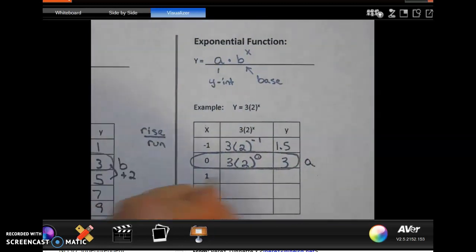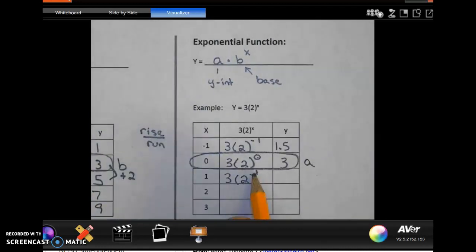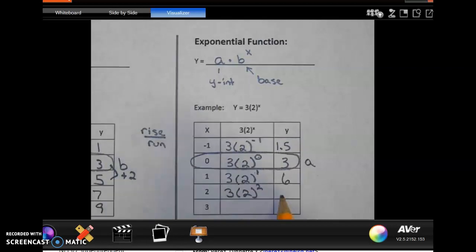Okay, plugging the 1 in. 2 to the first is 2. 2 times 3 is 6. 2 squared is 4. 4 times 3 is 12. I'm using order of operations to evaluate this expression, to simplify this.